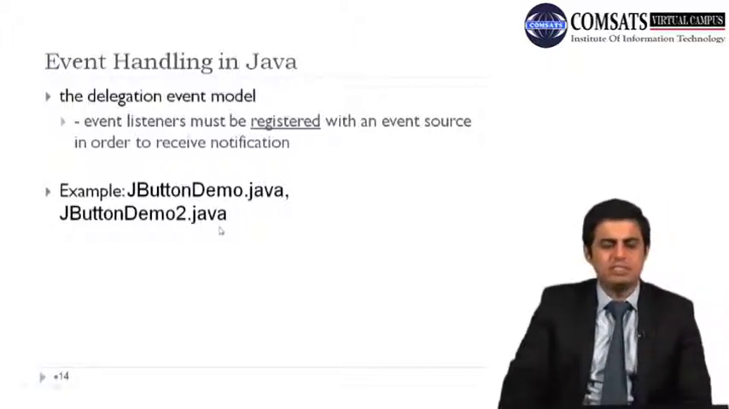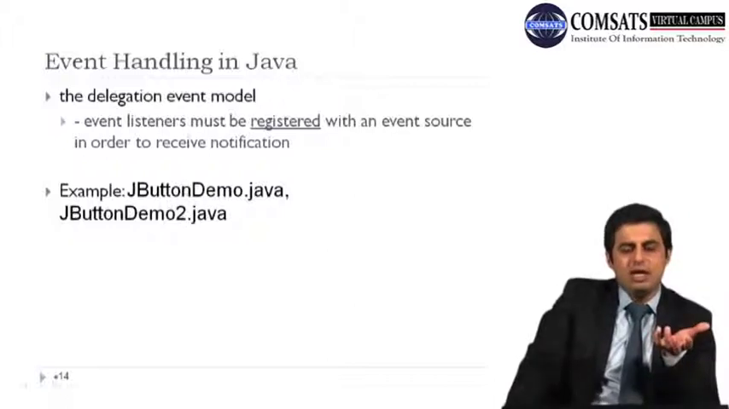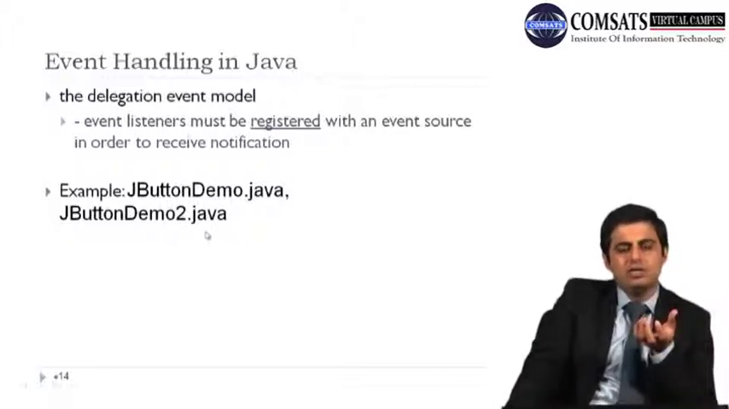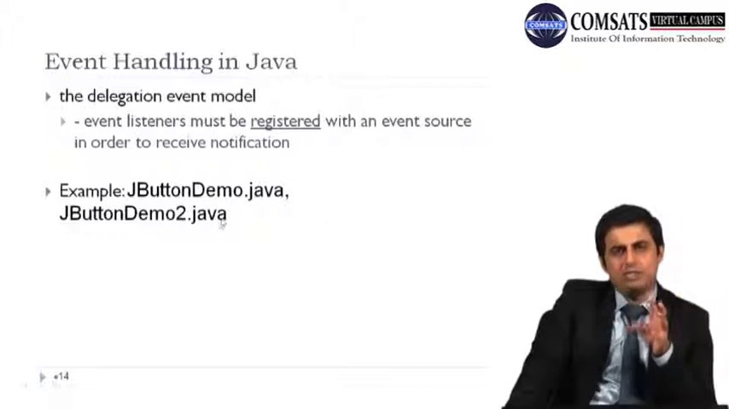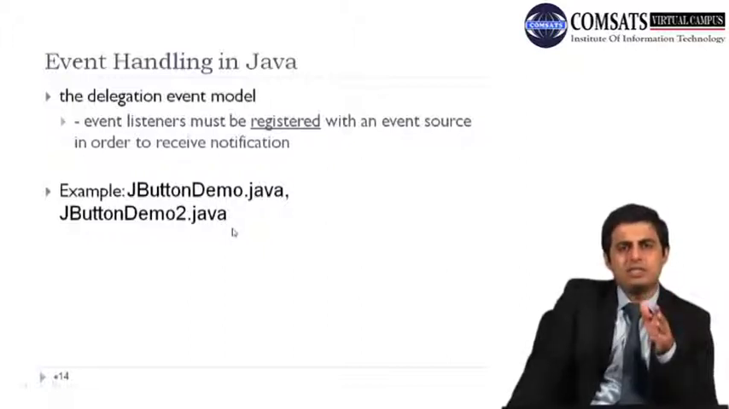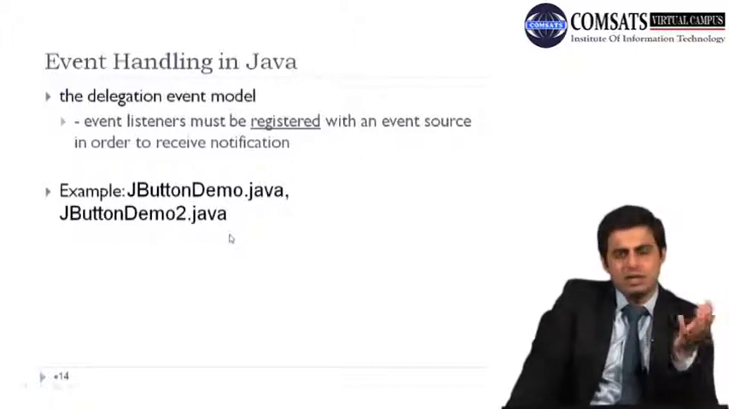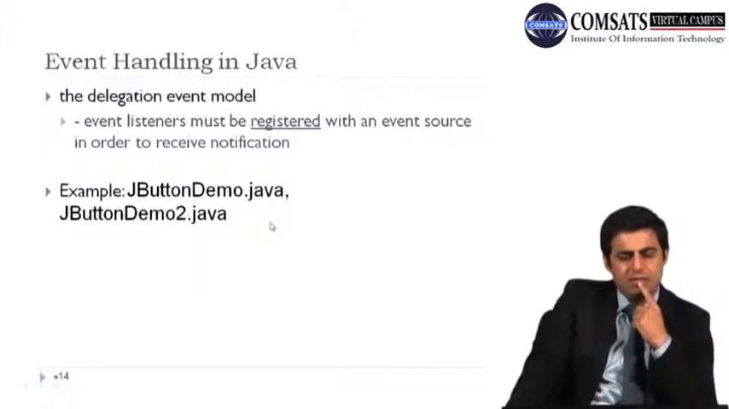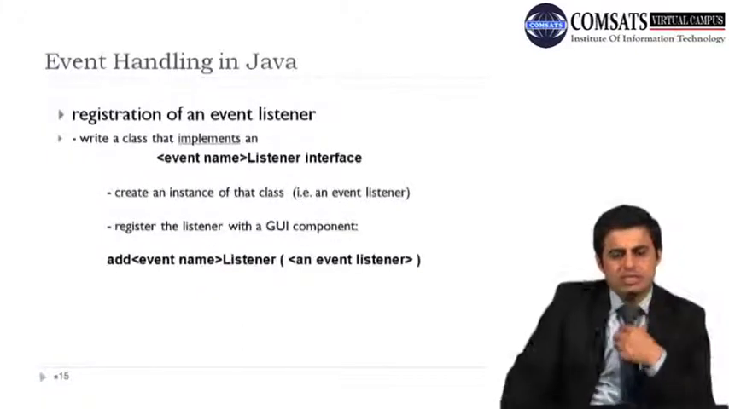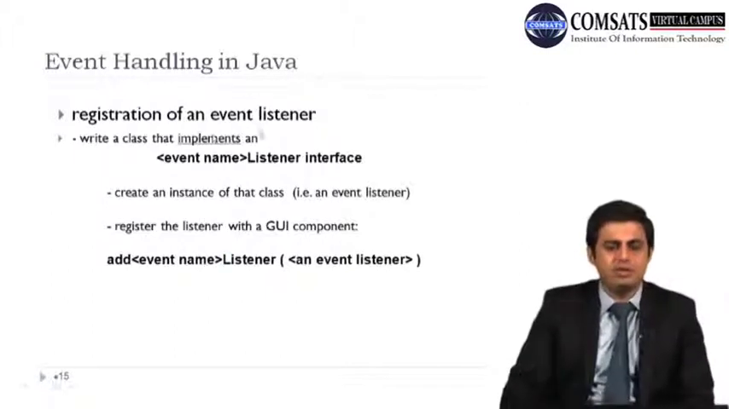An example is JButton demo.java and JButton demo 2. If you have two JButtons, you can register an event listener to these two buttons. That listener will only keep an eye on these buttons, and as soon as there is any modification, any change or any interaction by the user, it will inform the event handler, and the event handler will do the rest. Okay, this is registration and the event listener.